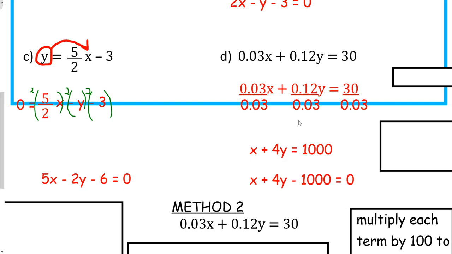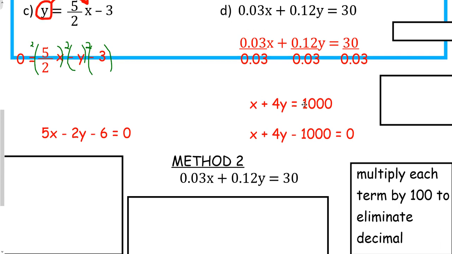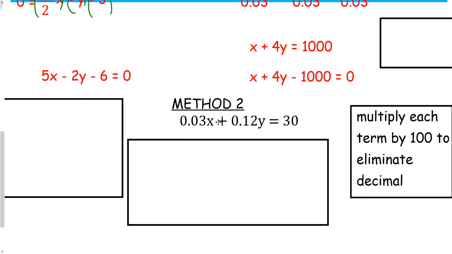Okay, and then in the last step, I just moved the 1,000 over to the left-hand side and made it equal to 0. So another method you might want to consider, if you still end up with some decimals, is to move the decimal over to the right 2 places for each of these, which will eliminate the decimal. You do that by multiplying every term by 100, right? 0.03 times 100 is 3, 0.12 times 100 is 12, and you have to do the same thing to all 3 terms.